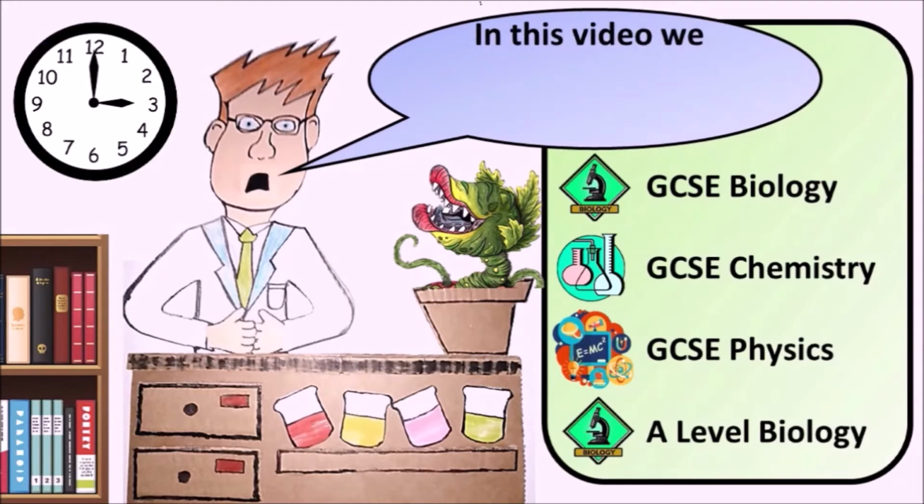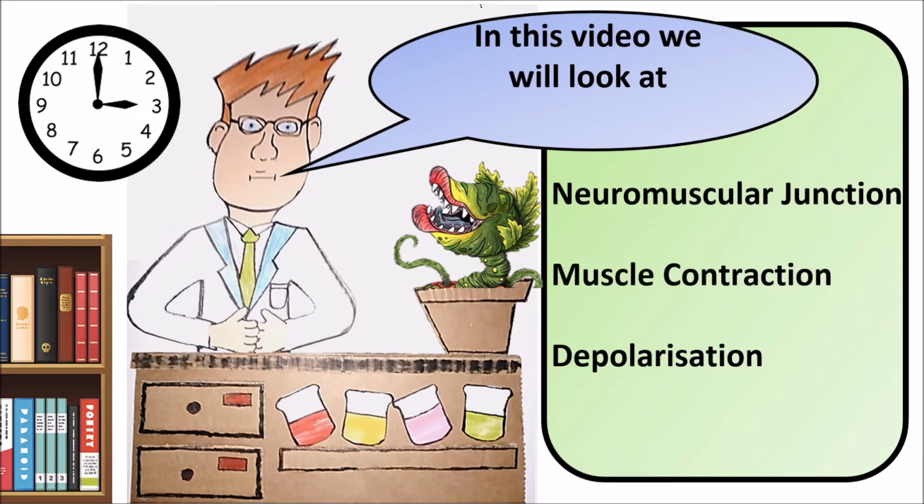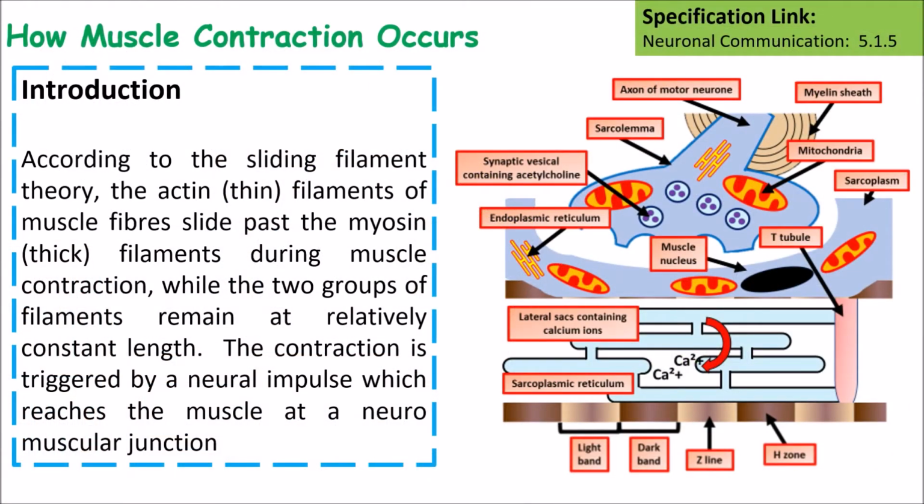In this video, we will look at the neuromuscular junction, muscle contraction and depolarization. So, according to the sliding filament theory, the actin, which is the thin filaments of muscle fibers, slide past the myosin, which is the thick filaments, during muscle contractions. So the contraction is triggered by a neural impulse which reaches the muscle at a neuromuscular junction.